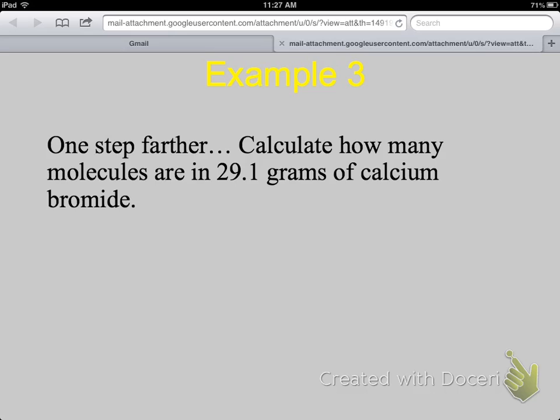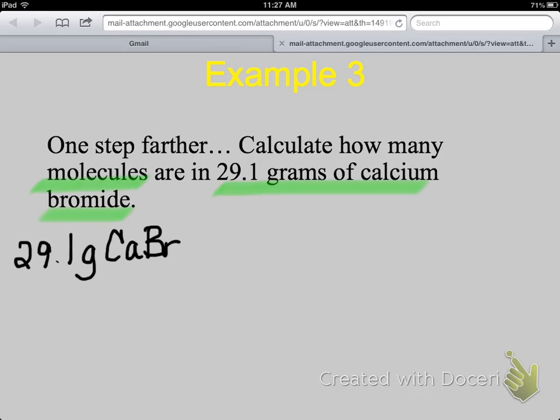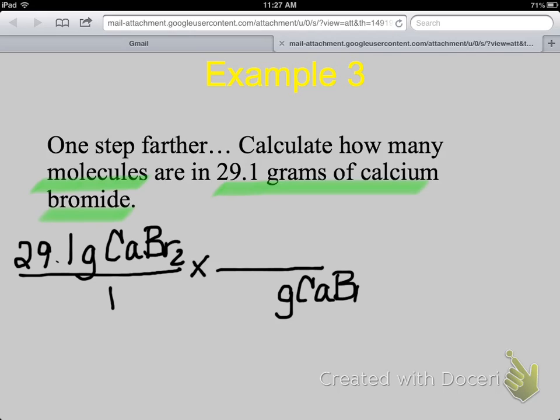All right, so let's look at what example number 3 is asking me to solve. Example number 3 is asking me to solve for molecules, and we're given 29.1 grams of calcium bromide. Okay, so we can work with that. First things first, we start with what's given. 29.1 grams of calcium bromide. Calcium's a +2, Br is a -1. All right, we got to add our subscript there. Take what's given, put it over 1. Okay, so we need grams to go on the bottom because we're trying to cancel out the grams. So now let's figure out what's going to go on top.